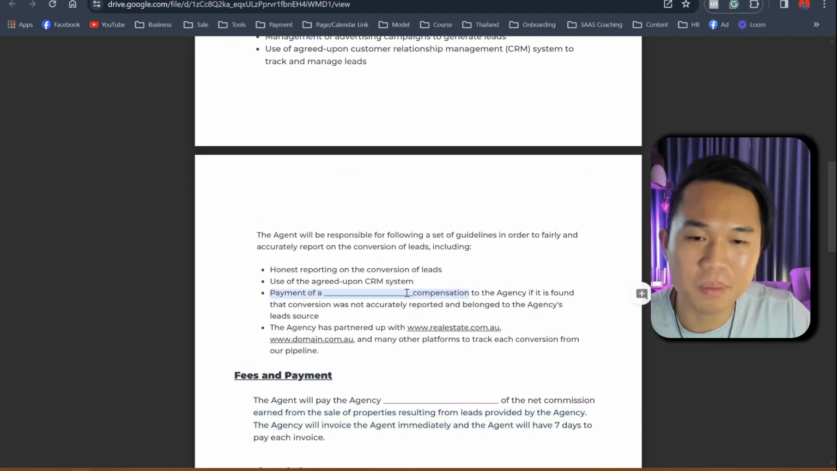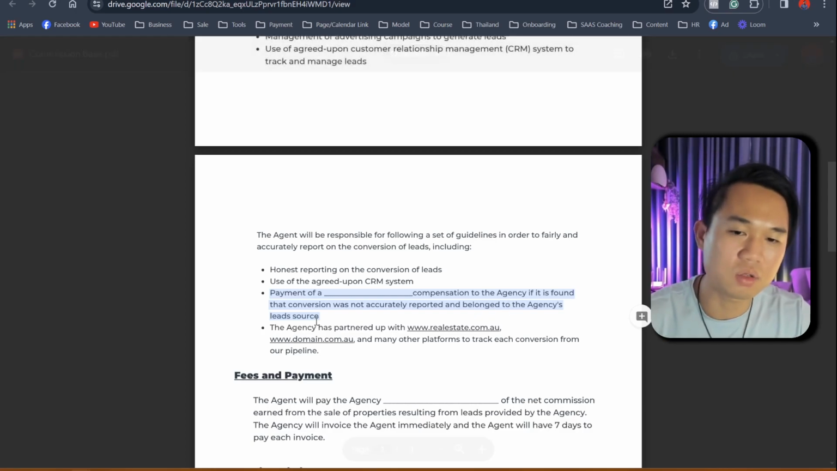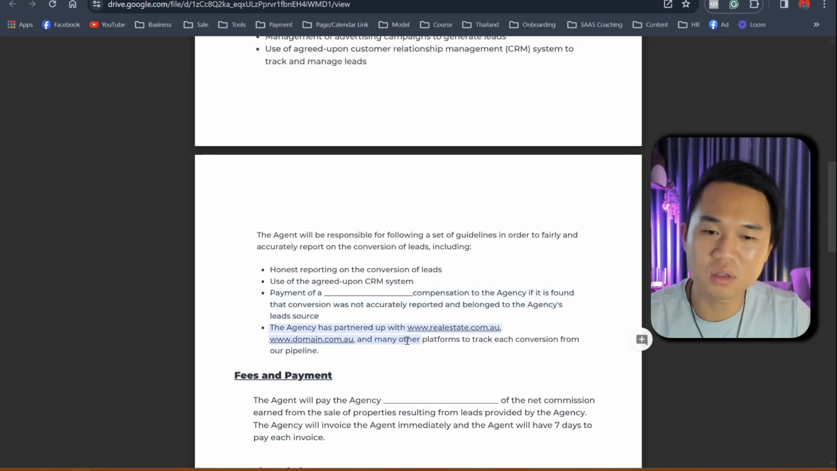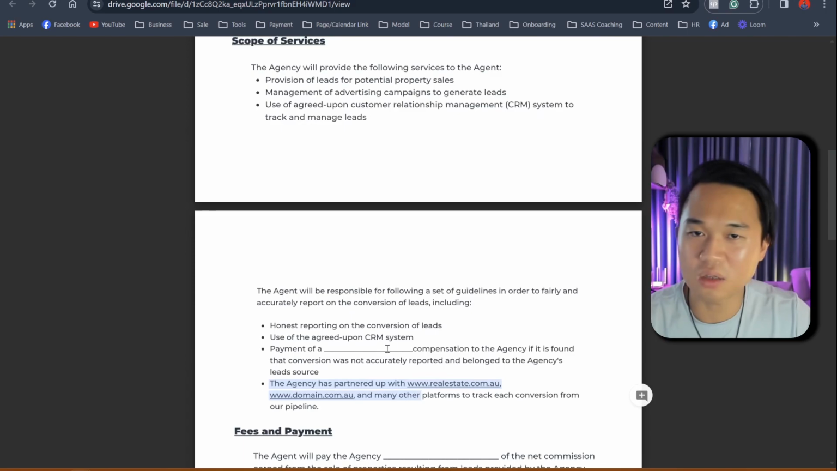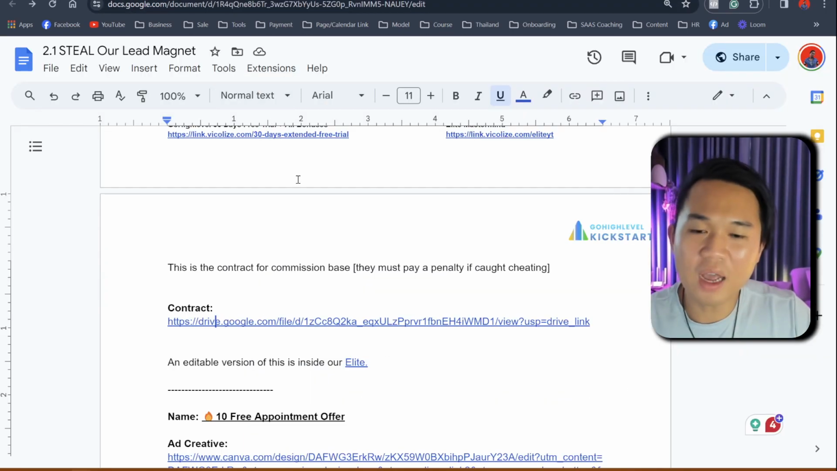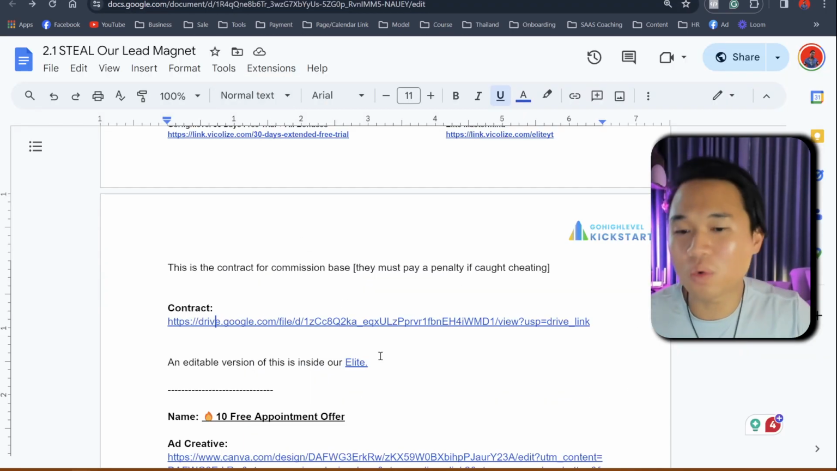A payment of compensation if we found the conversion was not accurately reported and belonged to the agency lead source. And we just tell them this is the system that we use to check, right? We check it through realestate.com and domain.com. We have this contract and it's been working well for us.